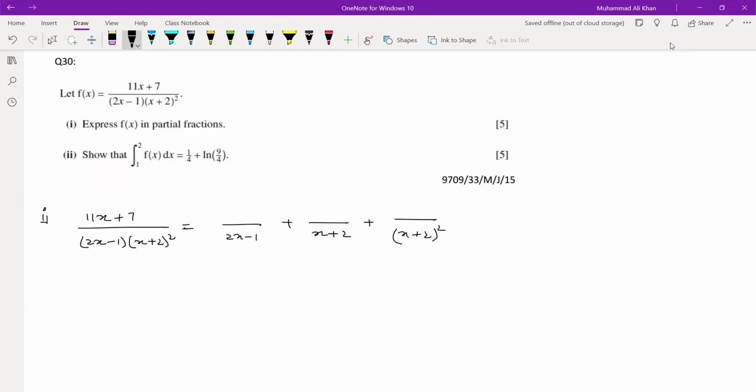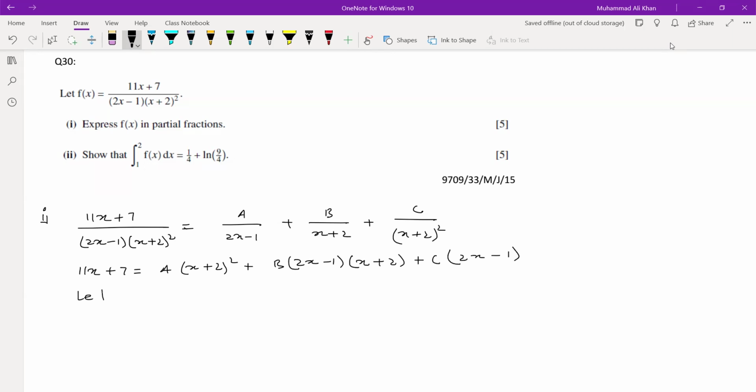Now, what is the degree of first denominator? 1. Here it is 0 degree. Again 0 degree. Again 0 degree. What is the degree of denominator? 1. In the bracket it is seen, the whole bracket's degree is not seen, right? So now 11x plus 7 equals, with a, it will be (x plus 2) whole square, plus b, it will be (2x minus 1)(x plus 2), and with c, it will be 2x minus 1.